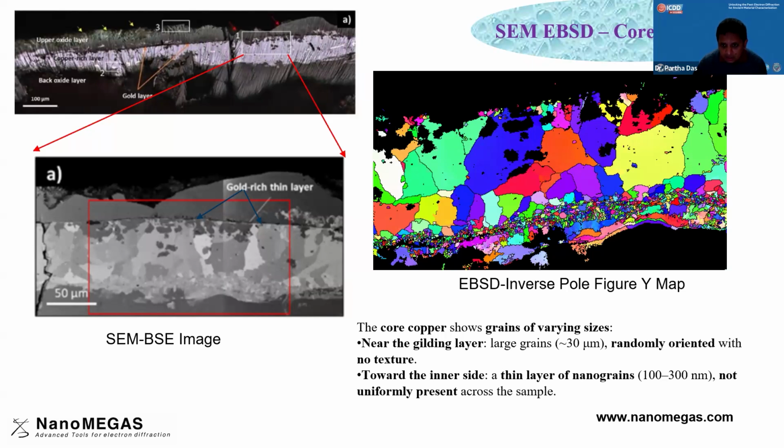And just below those big ones, there are very thin layers of nanograins of copper, basically 100 to 300 nanometers, and they are not uniformly distributed even in the sample. In some places these small nanograins of copper are there, and in some places they are not. When I spoke with people who work in metallurgy about these variations of grain size, they said it gives specific information about the thermal and the mechanical processing.